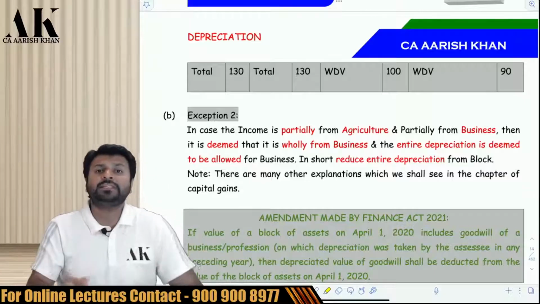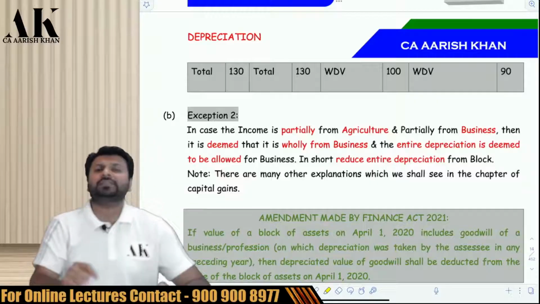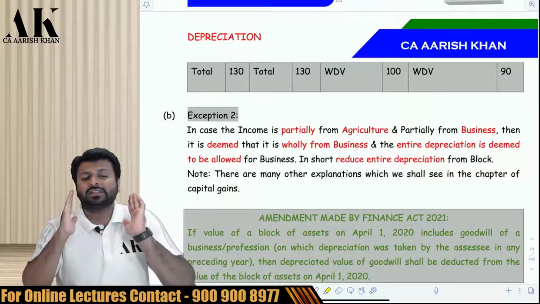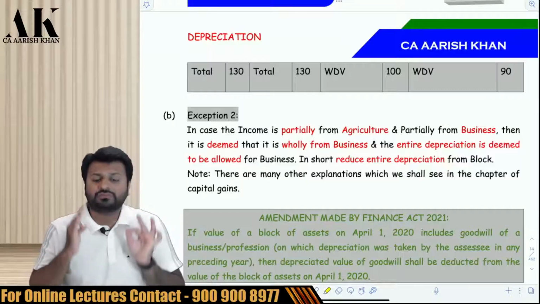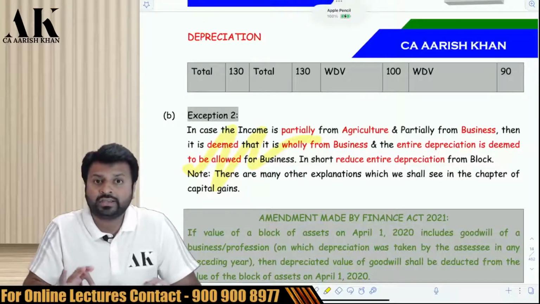But while computing business income and while computing the block of asset, you will reduce the entire depreciation from the block of asset. This is what Explanation 7 to section 43(6), exception 2, has to say. So the entire depreciation has to be reduced from the block of asset. This is a very important exception. It has come in examinations a lot of times. You have to be very careful about it.